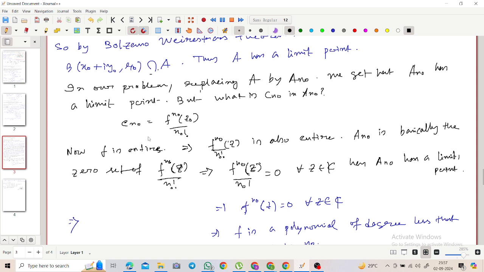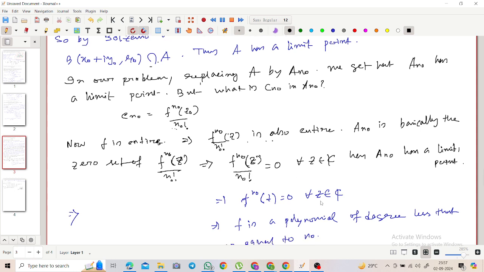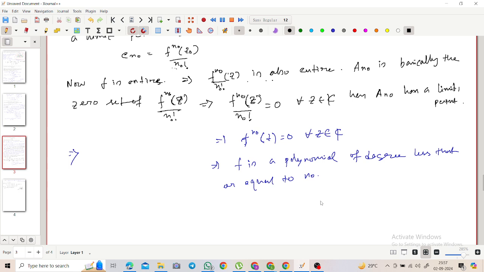What is A_N0? C_N0 is this. Since F is entire, this is also entire. So A_N0 is basically the zero set of this. Okay. This has a limit point. So this is 0. So this is a polynomial. Okay, now.